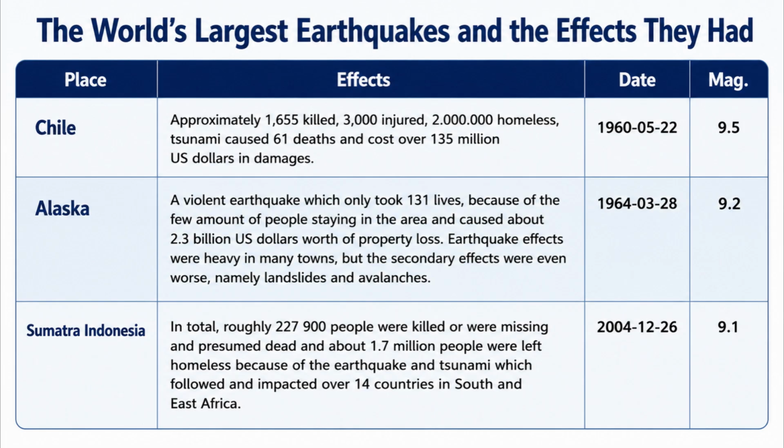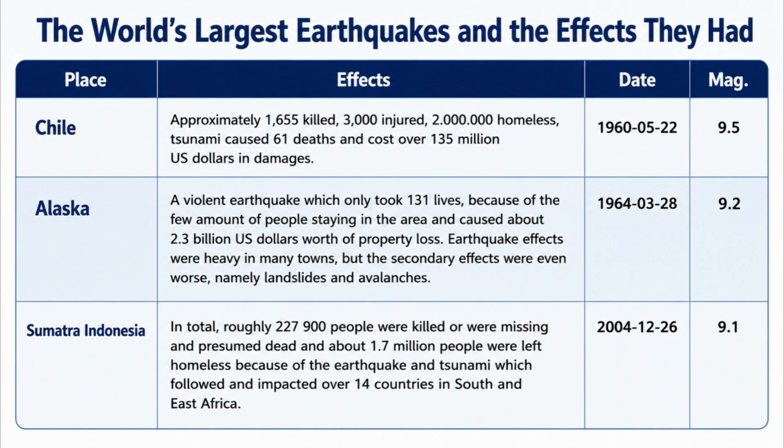In 1964, in Alaska, a violent earthquake which only took 131 lives because of the low amount of people staying in the area and caused about $2.3 billion worth of property loss. Earthquake effects were heavy in many towns, but the secondary effects were even worse, namely landslides and avalanches. That had a magnitude of 9.0.